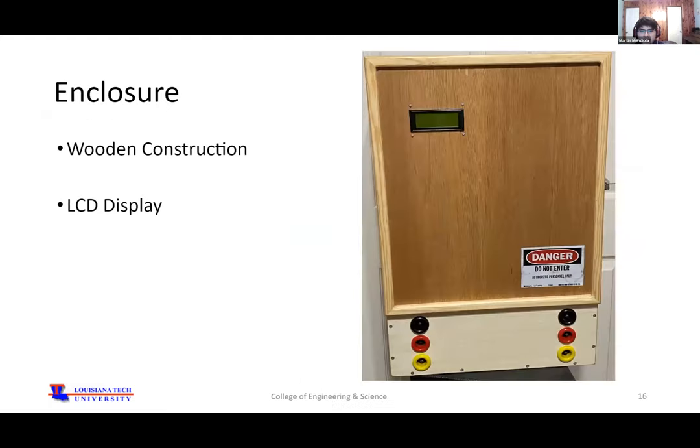The enclosure we have designed to house all of the components of our project is seen here. The enclosure is made out of plywood and features a swing open door that allows access to the components inside. The LCD on the front door displays the load voltage, current, real power and apparent power, and the power factor. We have included quick disconnect plugs on the front of the enclosure to allow us to easily and safely connect and disconnect the test load and voltage supply.